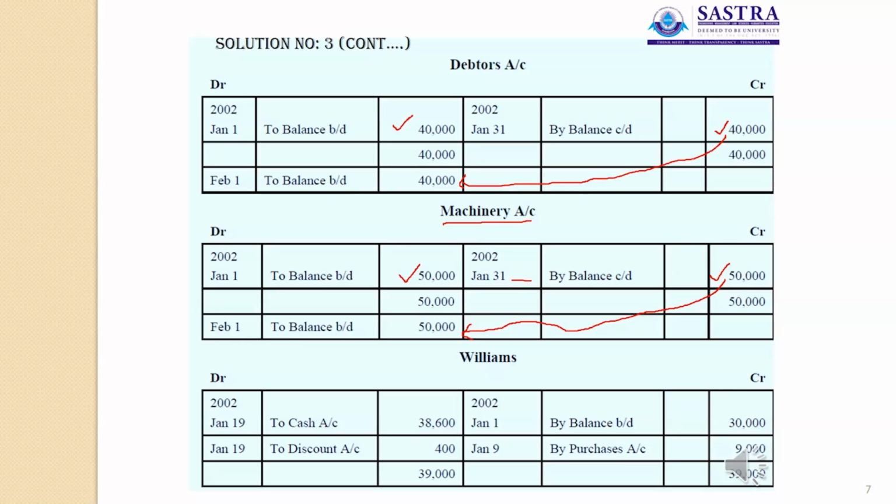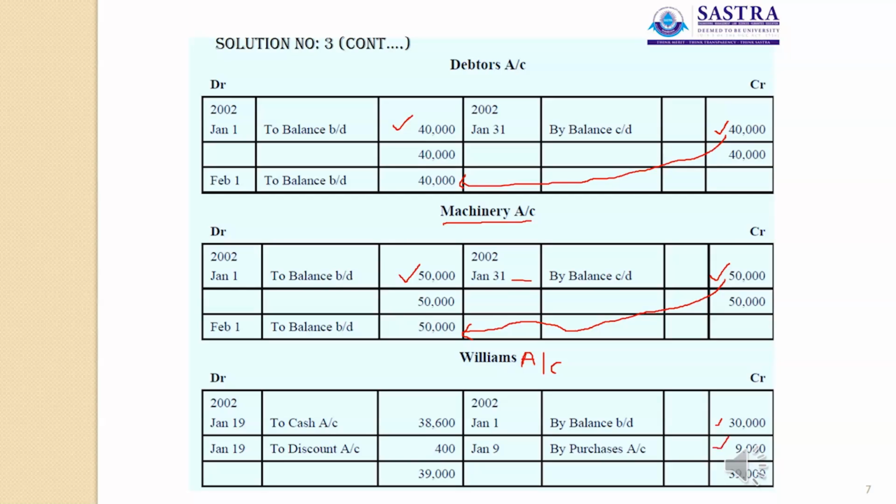Then the next one is Williams account. Here the opening balance of the creditor, Williams, by balance brought down rupees 30,000. So the opening balance is 30,000. He is the creditor, so it shows a credit balance. By balance brought down 30,000. Then January 9th, we purchased goods from William, rupees 9,000.